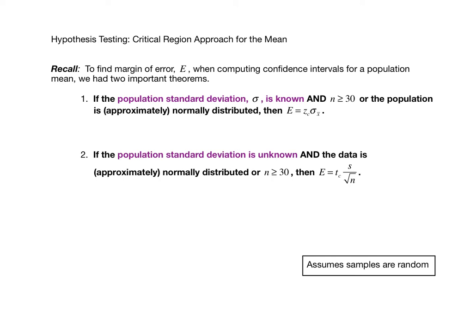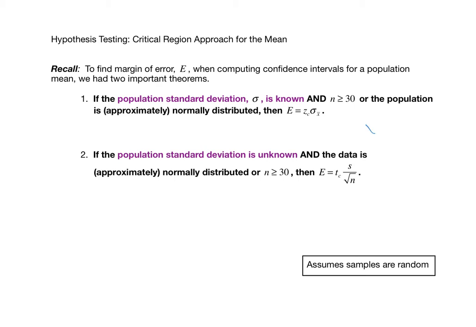We now continue our study of hypothesis testing on the mean. So first thing we need to do here is recall when we worked with confidence intervals, we had to decide whether we needed to use this margin of error formula or this margin of error formula. This one was based on the standard normal distribution curve, hence the z sub c critical value.